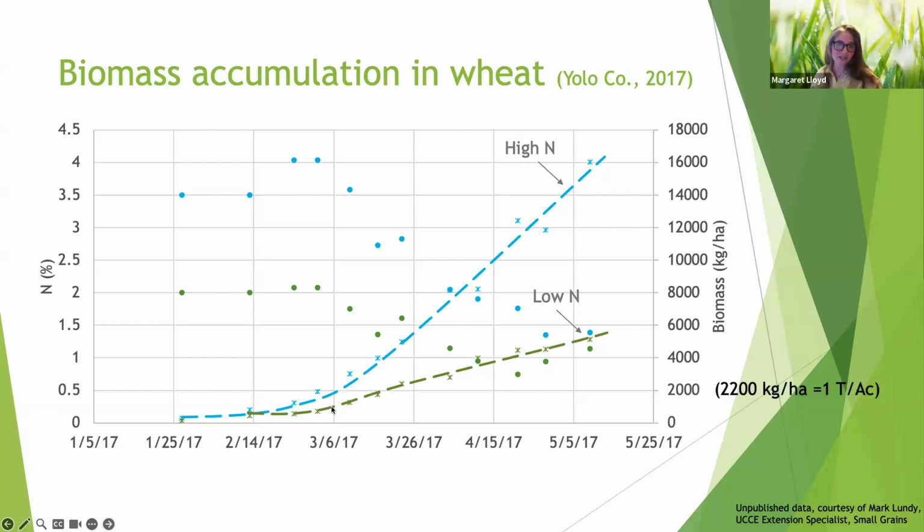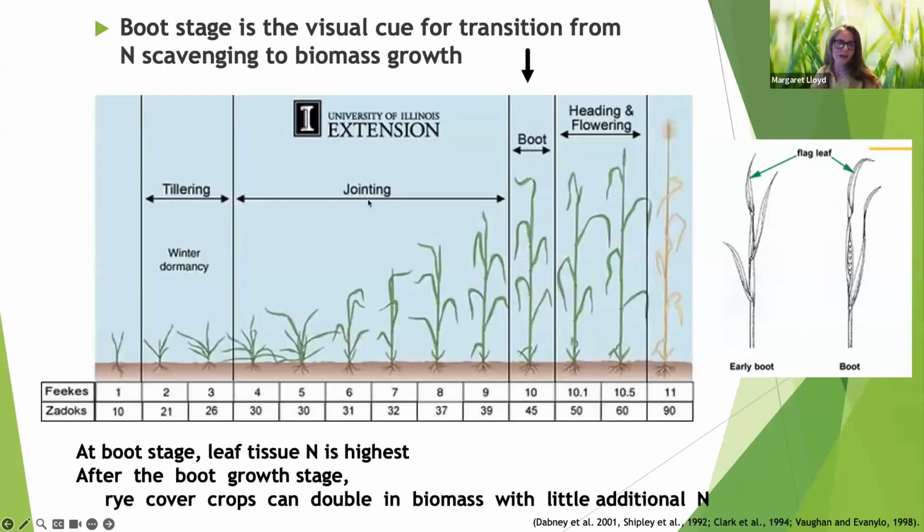In a high soil N, in both cases, early March is when that biomass begins to really take off. This is important to note because cover crops might be terminated earlier, in which case there's a lot less biomass, or within weeks of each other in this window. So there's big changes in biomass during that time. And the boot stage is the visual cue for the transition from N scavenging to biomass growth.